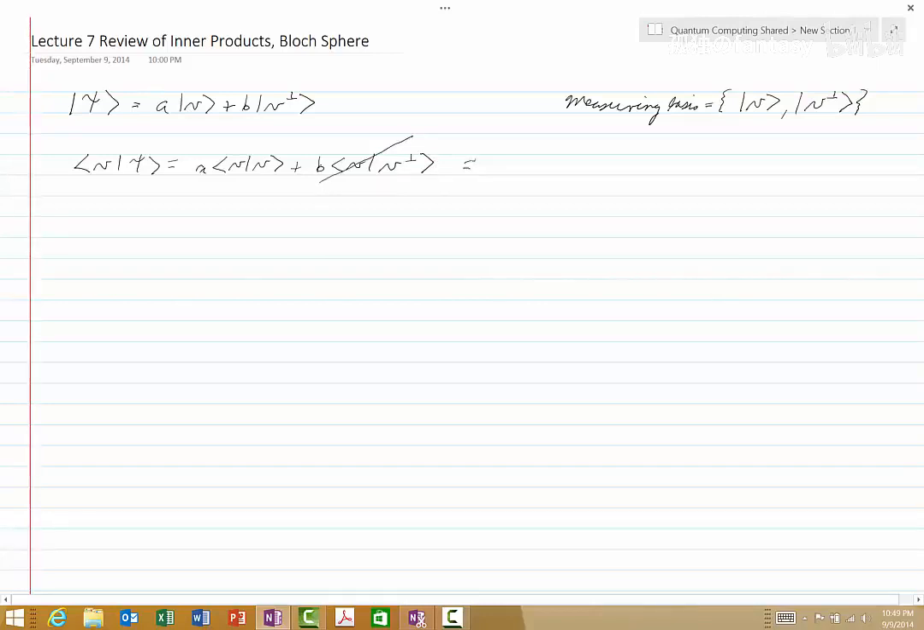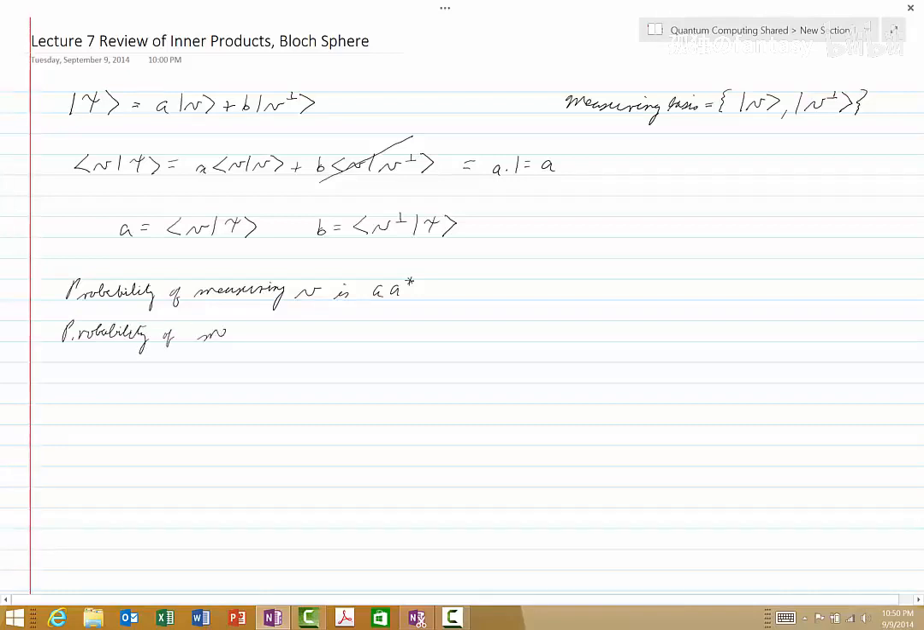And furthermore, since these vectors are orthonormal, then the inner product of V with itself is 1, and so the right-hand side is simply equal to A times 1, which is A. And therefore, we get A is equal to the inner product of V with C, and B is equal to the inner product of V orthogonal with C, and the probability of measuring V is A conjugate, and the probability of measuring V orthogonal is B conjugate.